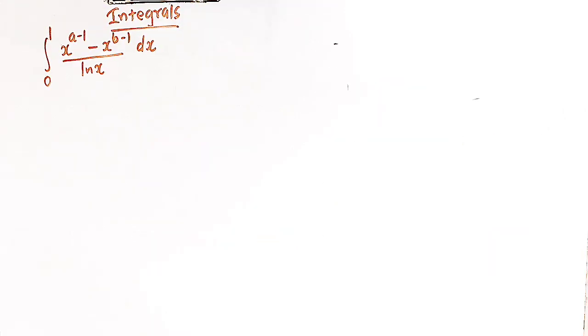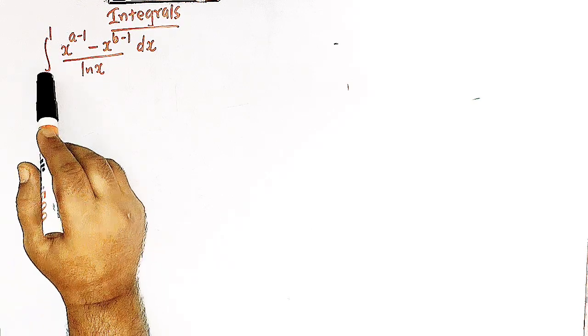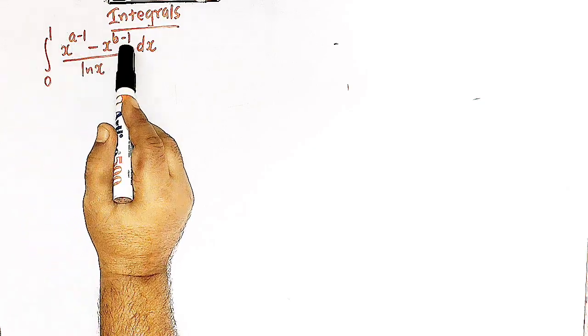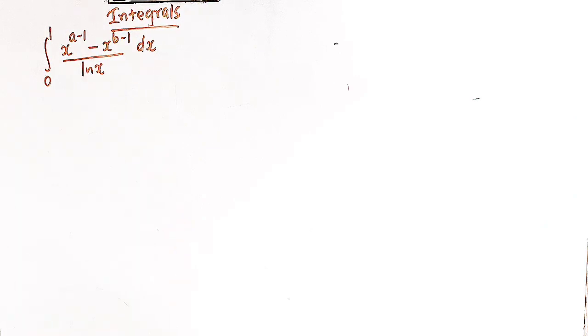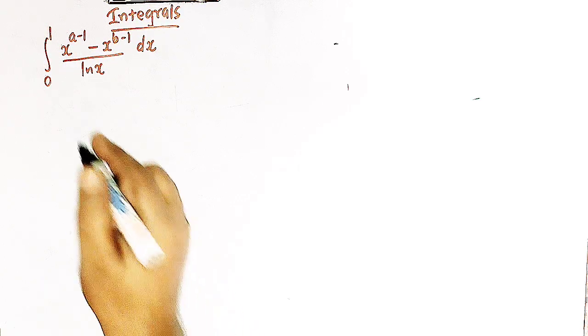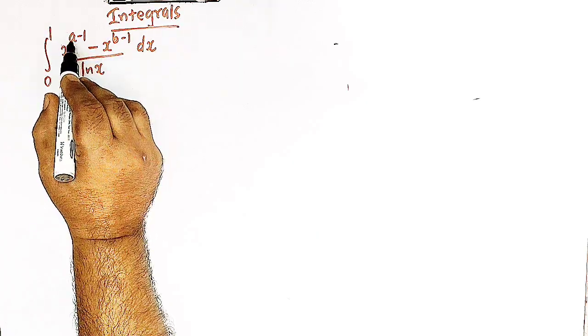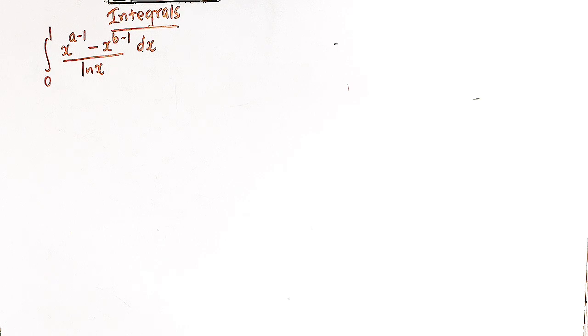Hello viewers, in today's session we are going to discuss another problem from integration, and in this session we are going to evaluate this integral, that is the integral from 0 to 1 of x raised to a minus 1 minus x raised to b minus 1 divided by natural log of x. So here we are going to make use of the method of differentiation under the sign of integration. In this method, what we do is treat any of these two constants, that is a and b, as a variable.